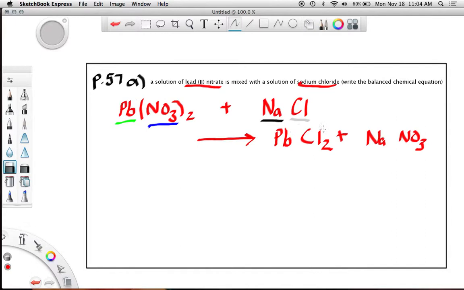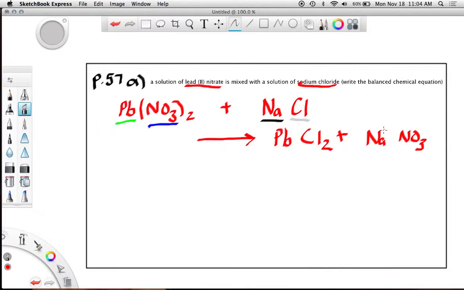It's fine to write them, but your final answer needs to be the proper answer. So PbCl2. And how about Na? Na was 1 plus, NO3 was 1 minus. That works out fine. So we've done step 1. Well, step 3 actually. Step 1 was write down what we start with in the formula. Then we figure out what type of reaction so we can predict a product. We did that. We wrote down the proper formulas.